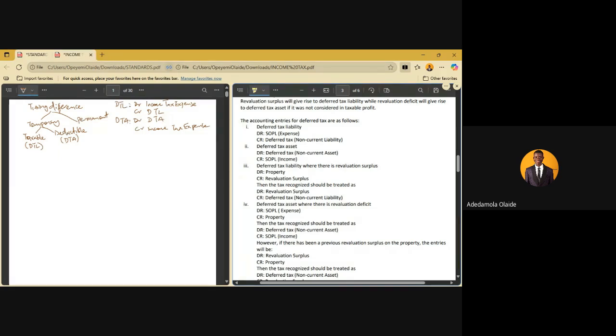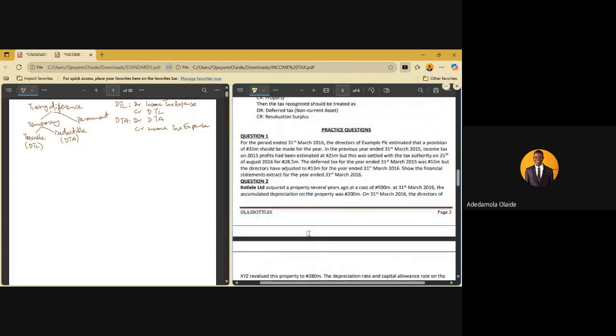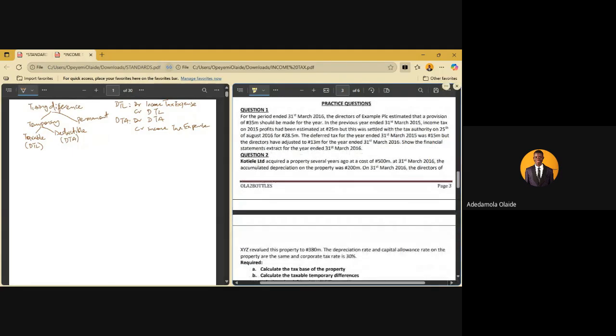So the deferred tax that is arising on it will also go to the statement of profit or loss. So let's just look at some questions, then we'll call it a time on this standard.